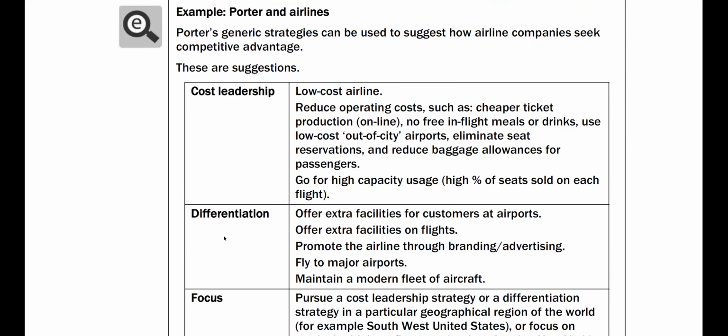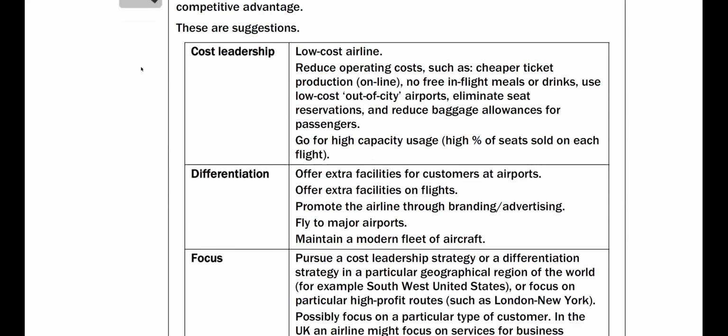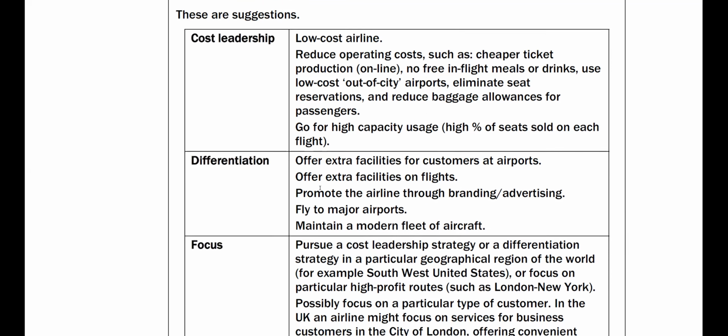So when it comes to the generic strategies, right? Porter strategies can be used to suggest how airline companies seek to achieve competitive advantage. So these are some suggestions. When you look at cost leadership, we are looking at a low-cost airline. So reducing your operating costs like cheaper ticket production online, right? No free in-flight meals or drinks. Use low-cost out-of-city airports, eliminate seat reservations and reduce baggage allowances for passengers. Go for high capacity usage, like a high percentage of seats that are sold on each flight, right?